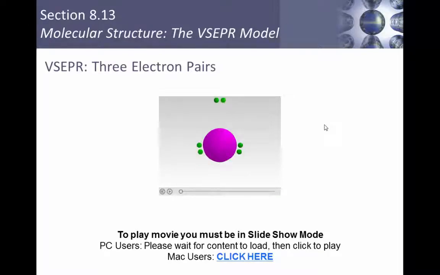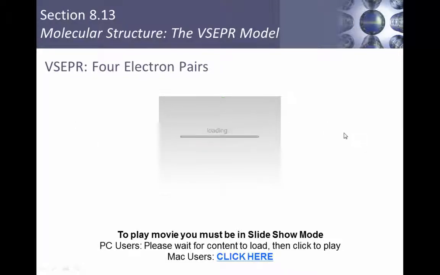Okay, and then the next is 4 electron pairs. Okay, all of these, of course, are bonding.